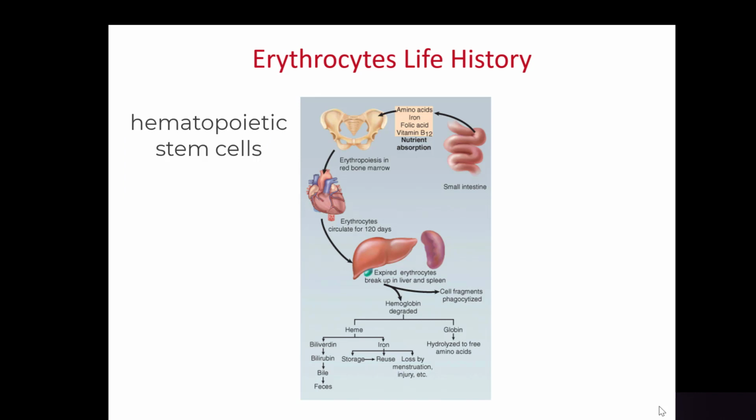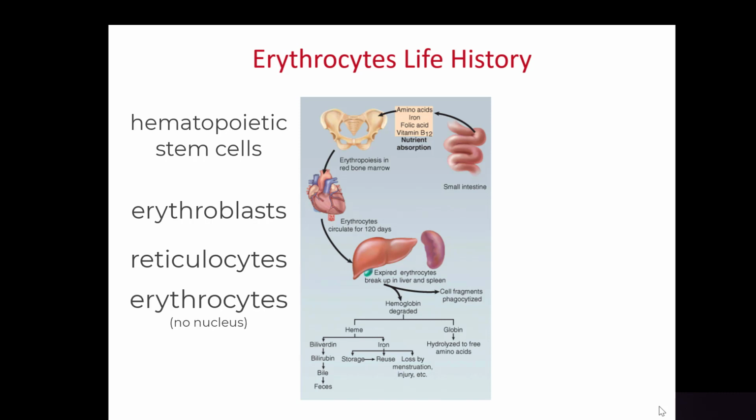Specialized cells called hematopoietic stem cells become erythroblasts, which are precursors to red blood cells that have a nucleus. These erythroblasts then form into reticulocytes, which are immature blood cells. These reticulocytes are full of hemoglobin and can begin carrying oxygen. They become mature erythrocytes in about 2 to 5 days, and at that point lose their nucleus.